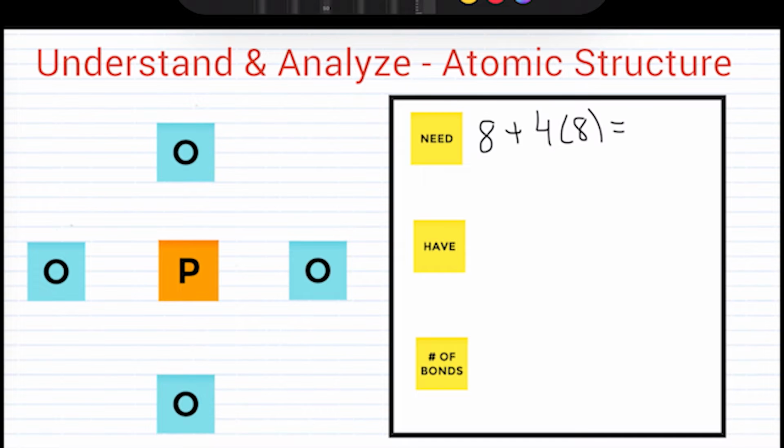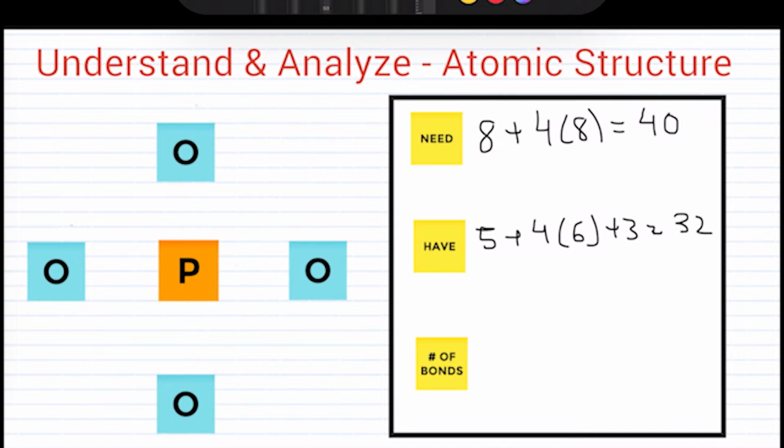Now let's talk about how many electrons we have. Phosphorus has 5 valence electrons, and each oxygen atom has 6 valence electrons times 4. And lastly, let's not forget about the ionic charge, as it is a polyatomic ion. Hence, we add 3. This gives us a total of 32 electrons.